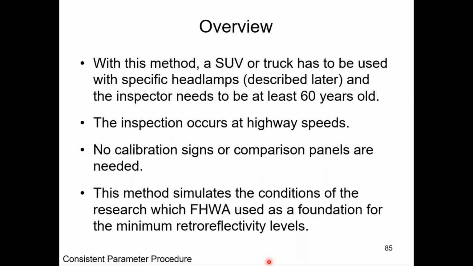The inspection occurs at highway speeds with low beam headlamps, just like the other ones. One advantage of this method is that you don't need the calibration signs or comparison panels, but you do need a specific vehicle type and a driver of a specific age. And as I mentioned, this method simulates the conditions of the research that Federal Highway Administration used as the basis for coming up with the minimum retro levels.